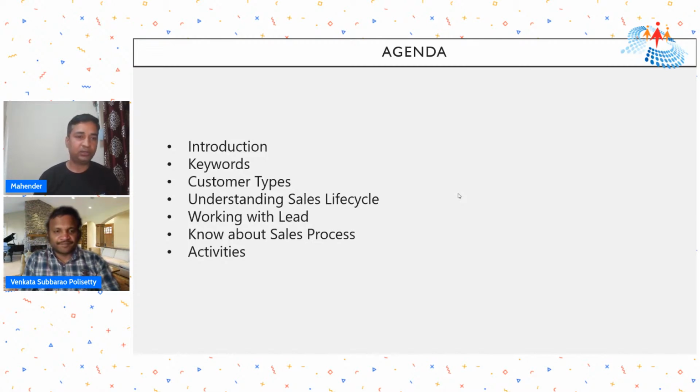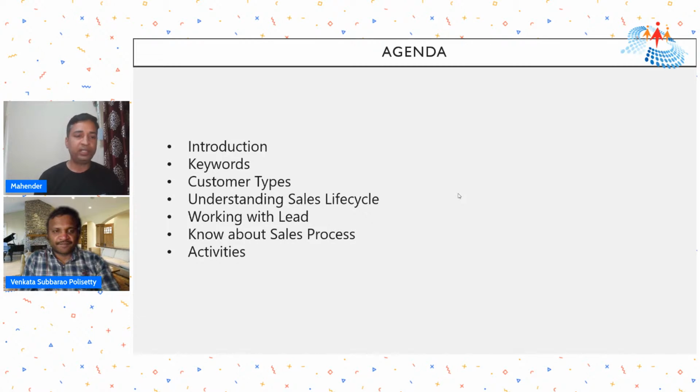So here is the agenda today. We will start with a basic introduction about the sales app, why we use it and what it is used for, and then we will start with the basic keywords. You will be hearing these keywords when we discuss the different apps, and then we will learn what a customer is and the different types of customer in Dynamics 365. Then we will discuss the sales life cycle: when we start from the lead and finish at the invoice, what are the steps in between.